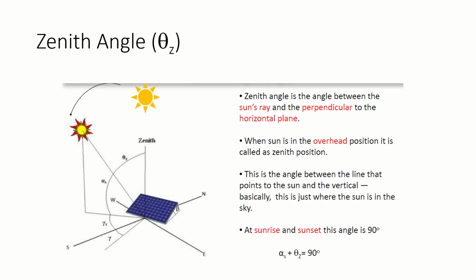Zenith angle, theta z. It is the angle between the sun's rays and the perpendicular to the horizontal plane. So when the sun is in the overhead position, it is called zenith position. It is the angle between the line pointing towards the sun and the vertical. So at sunrise and sunset, this angle is 90 degrees.